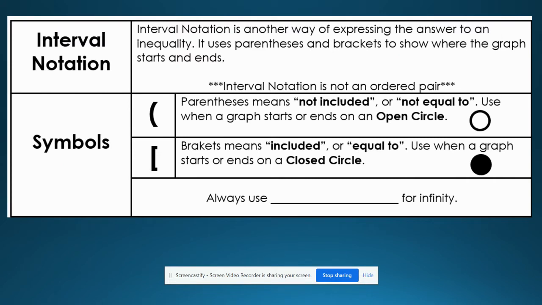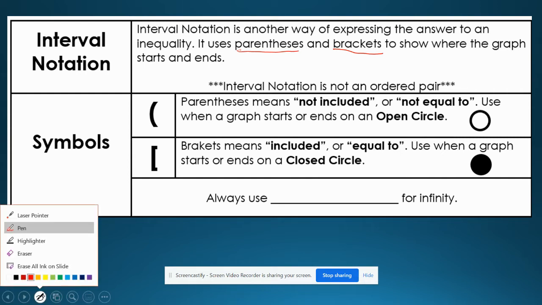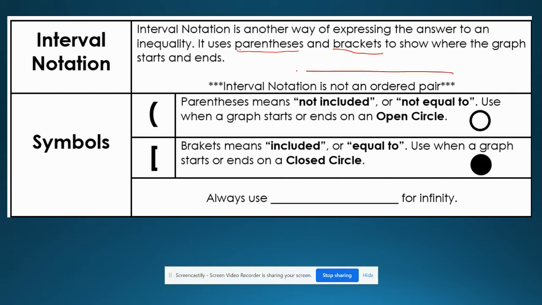Go ahead onto the back side of your notes. Let's talk about something called interval notation. You may or may not have seen this before, but it's a different way of writing the inequalities. It uses parentheses and brackets to show where the graph starts and ends and kind of cuts out the variable in the middle. One thing that I think is probably the most confusing about this is that sometimes, because of the parentheses, it looks like an ordered pair when it's actually not.